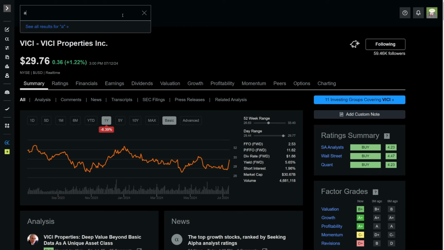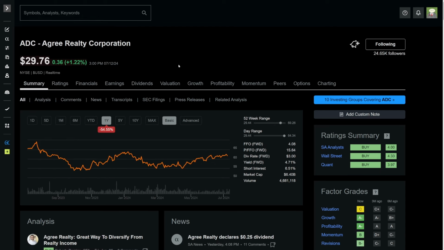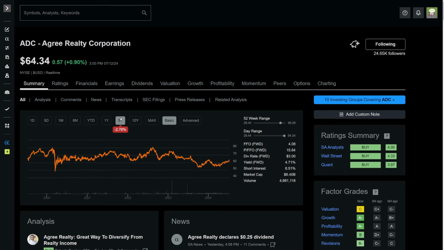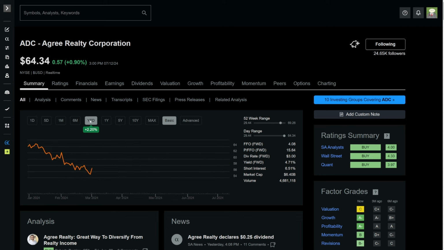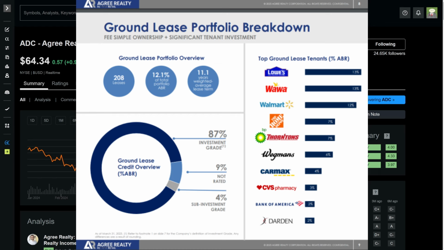The second one that we're covering here is going to be Agree Realty. I feel that Agree Realty is literally just the better Realty Income. Its market cap is about 1/10 the size of Realty Income. Over the past 5 years, this one's still down about 2%, and it's a little more expensive than Realty Income, but I feel there's good reason for that. ADC not only has more growth left in the tank, in my opinion, but the quality of the tenants is a lot better. There's no Dollar General, no Walgreens, no Dollar Tree.